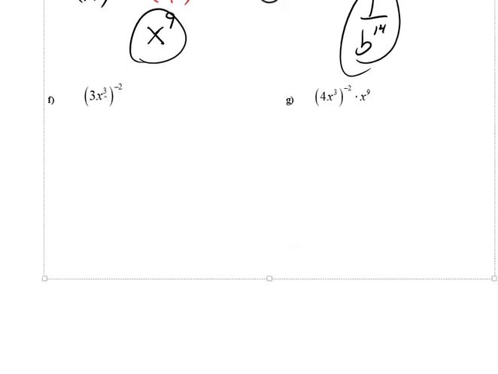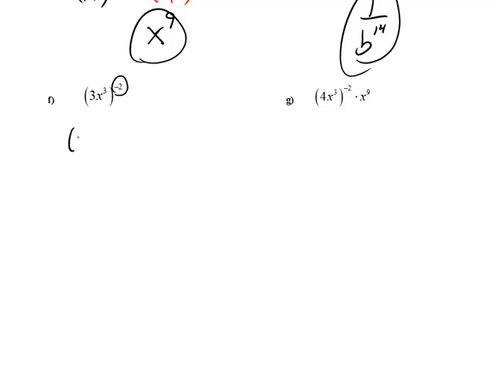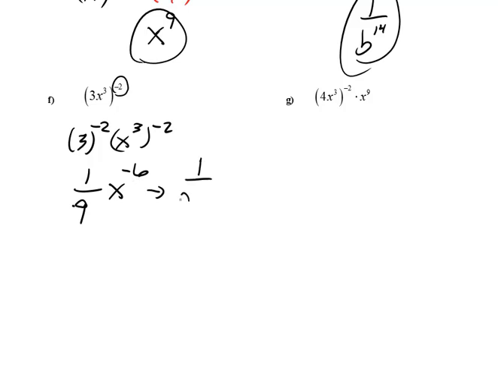Okay, for F, we have an outside exponent, so we're going to apply that outside exponent to each factor. So we have a factor of 3 to the negative 2 power. Then we got x cubed, and raise that to the negative 2 power. So 3 to the negative 2 would be 1 over 3 squared, or 9. x cubed to the negative 2 is x to the negative 6. And now we'll move x to the negative 6 in the denominator. This would be 1 over 9x to the 6th.